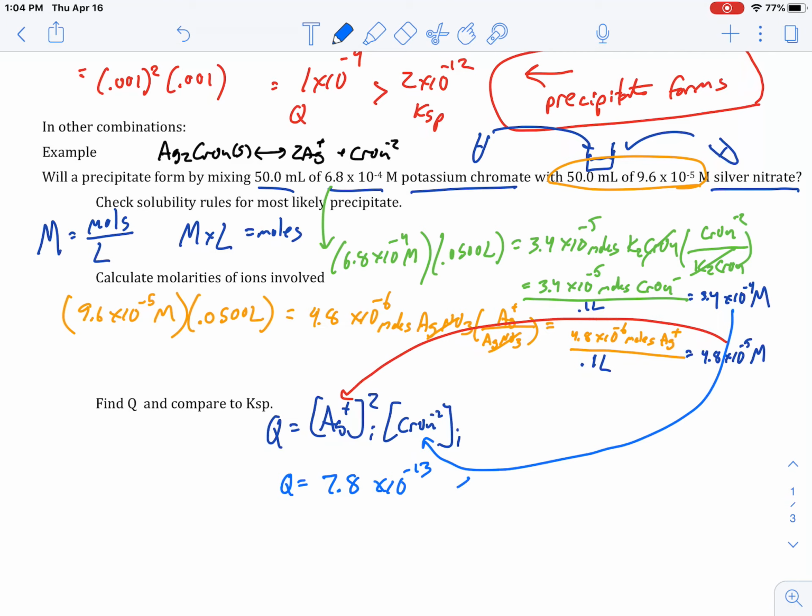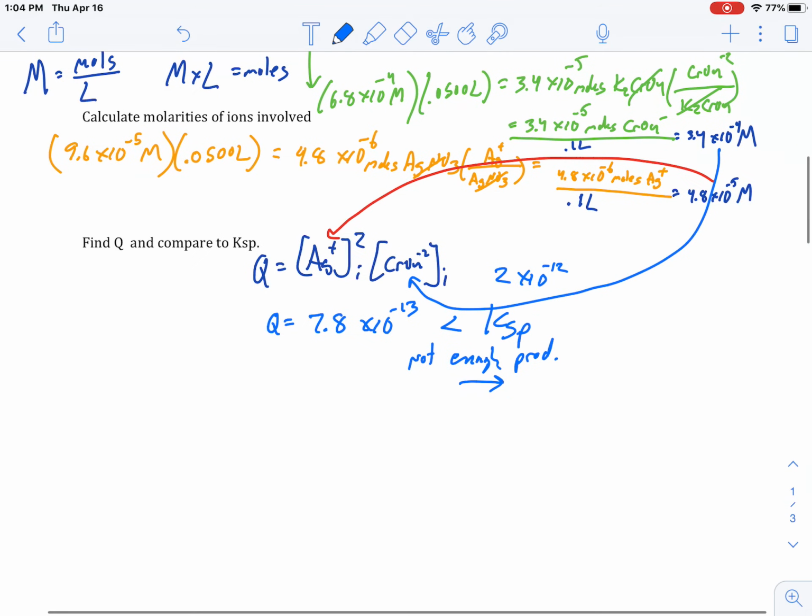And that is less than KSP, because if you recall, KSP was 2 times 10 to the negative 12. So what that means is there is not enough product. The reaction will shift forward to the right, and if it goes to the right, then we do not see any solids. No precipitate.